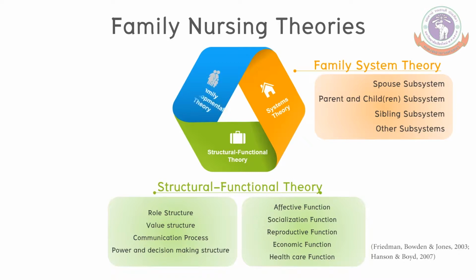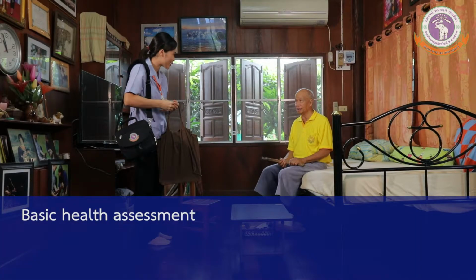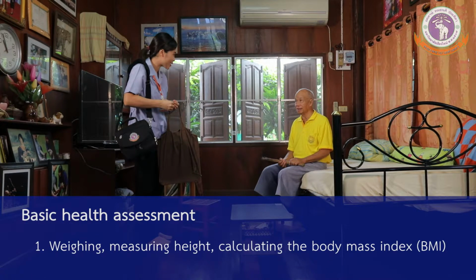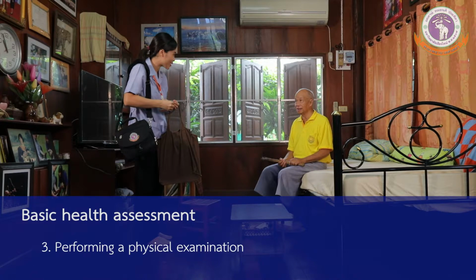Another is the family development theory, which covers family developmental stages and analyzes family developmental tasks in each stage. Upon permission being granted for basic health assessment, community health nurses will start with weighing, measuring height, calculating the body mass index or BMI, assessing vital signs such as temperature, blood pressure, pulse, respiration, and performing a physical examination.